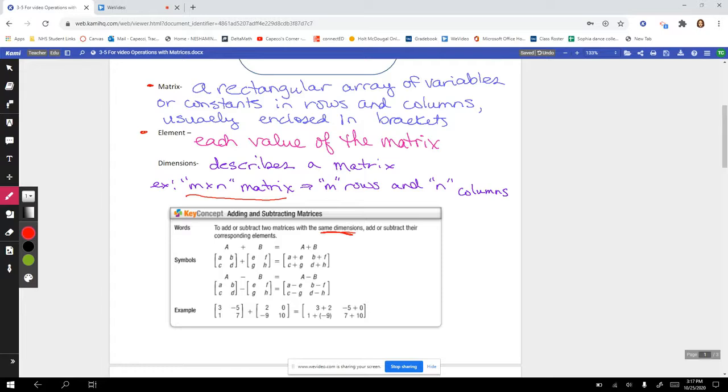So for instance, when we're adding, we're just going to add the first element of each, like this one's the upper left, and we're going to put them together, and then we'll add the next two, and they're going to go together, and so on. Same thing happens when we're subtracting. Upper left there, we're going to subtract them. So let's start with an example.